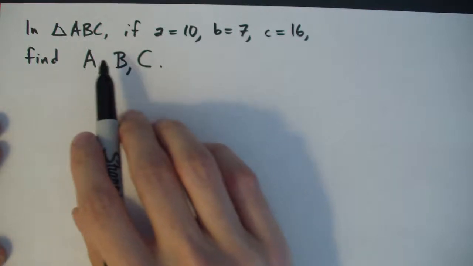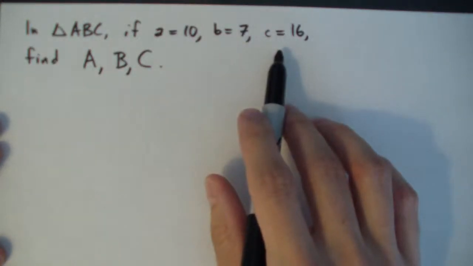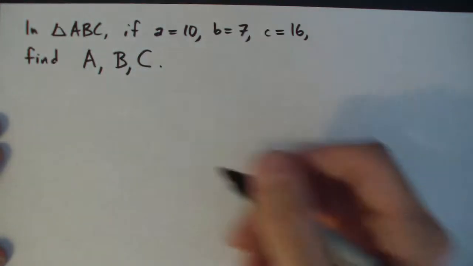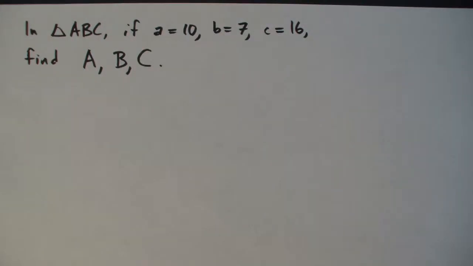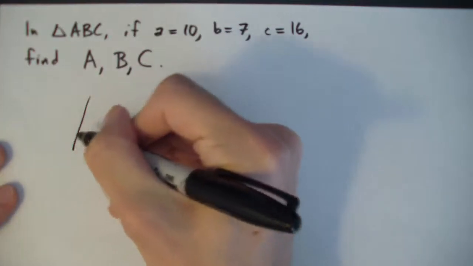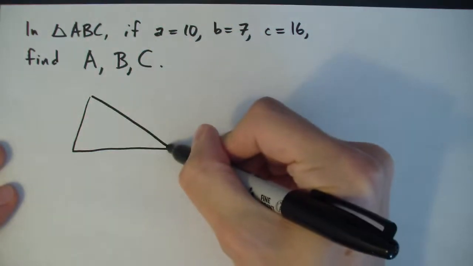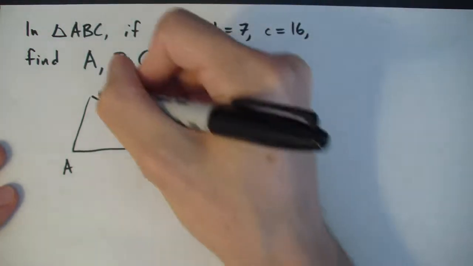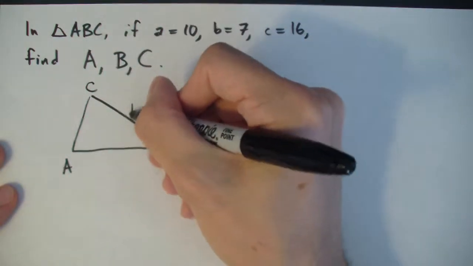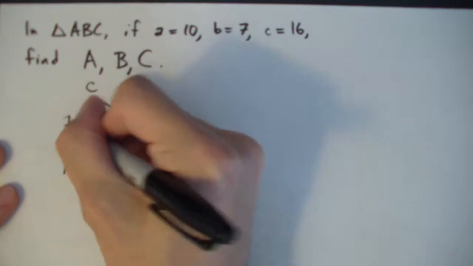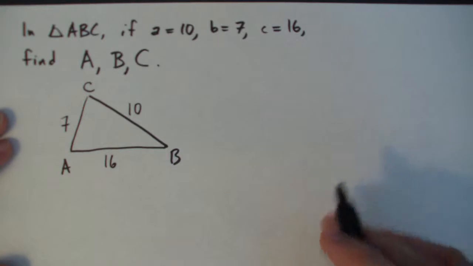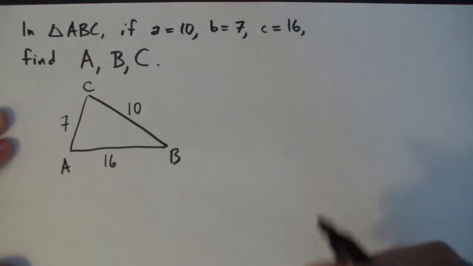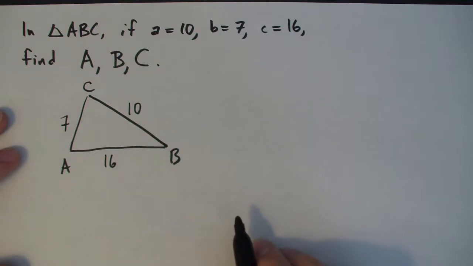So now we're given a triangle, and we're told the three side lengths, A, B, and C, and we're asked to find the angles, A, B, and C. So let's draw a picture and see what happens. So side A is 10, side B is 7, and side C is 16. And again, we're going to use the law of cosines because there's no way we can use the law of sines without any angles given to us.